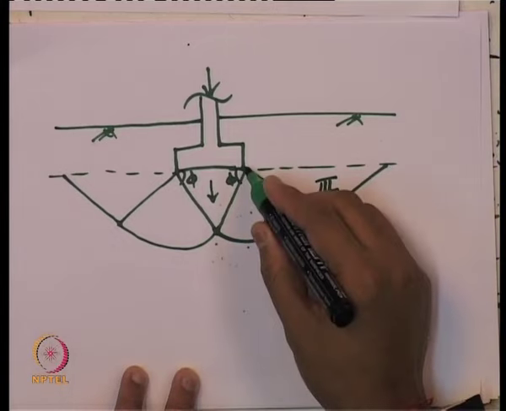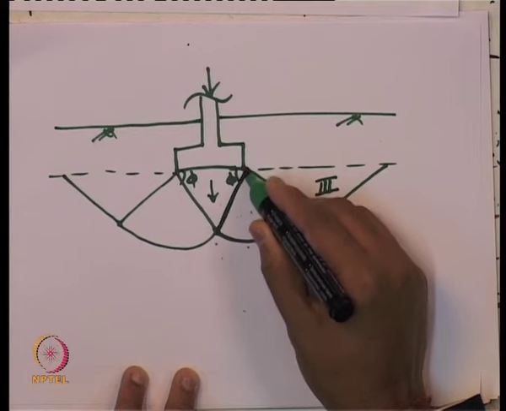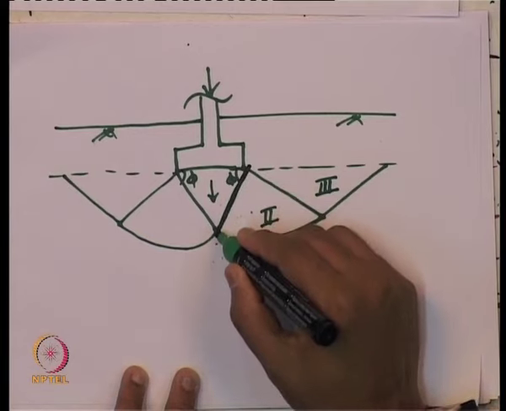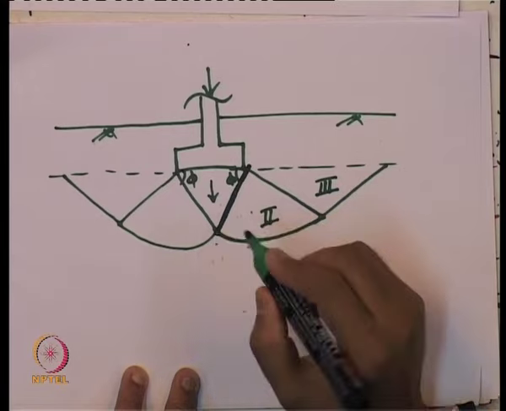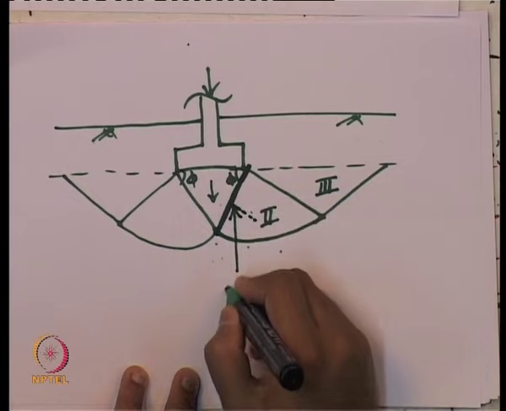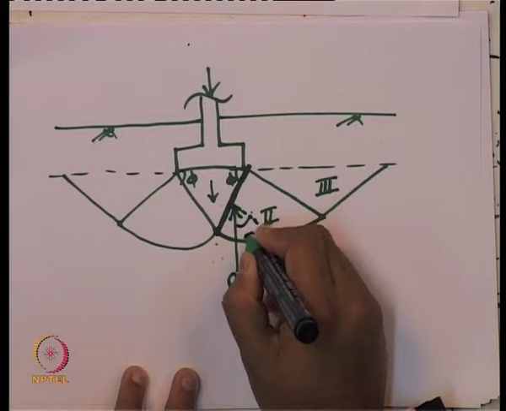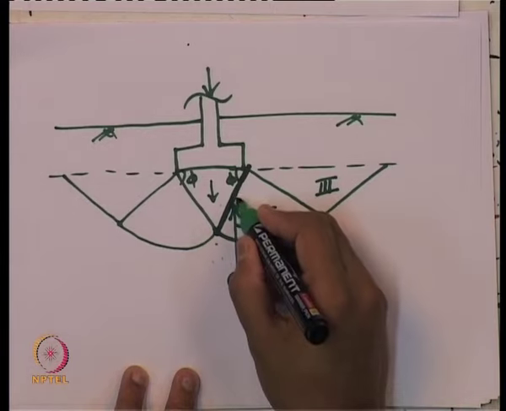Now, if we consider this line as an imaginary wall, what can we say? There it will be passive earth pressure acting at an angle delta with respect to the normal to this.